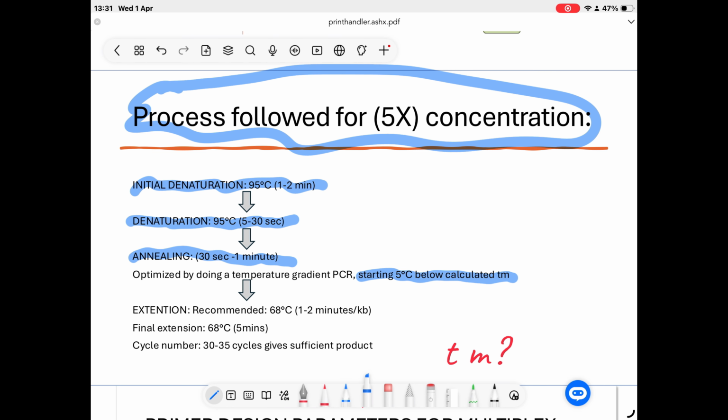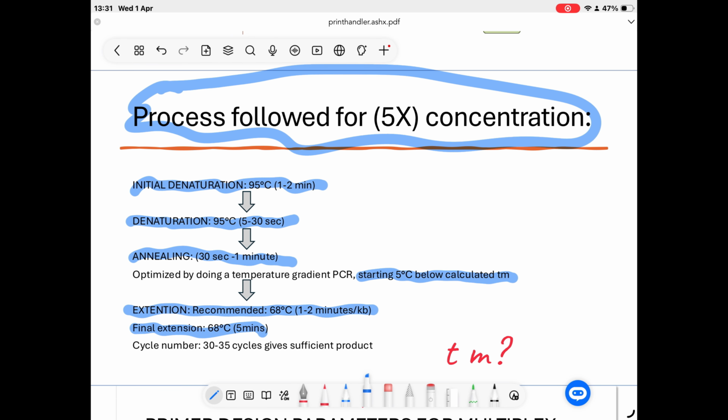From there, you analyze the gel and slowly raise the temperature in the next run, increasing the kinetic stringency until the background noise disappears, leaving only the perfectly matched multiplex targets. You start permissive to ensure the chemistry works, then you tighten the vise. The next phase is extension, recommended at 68 degrees Celsius for 1 to 2 minutes per kilobase, followed by a final extension at 68 degrees for 5 minutes.